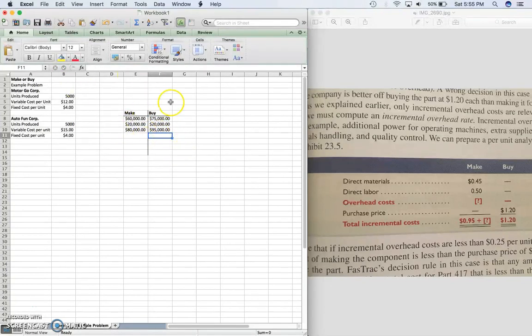So, judging from these numbers, MotorGo Corporation should keep making it because they would lose $15,000. A way to see that even more clearly is taking the difference of the two. So that would be equals this minus this. The buy minus the make is 15,000. So that's how much they would lose if they bought from AutoFund, but that's how much they're saving by making it themselves.